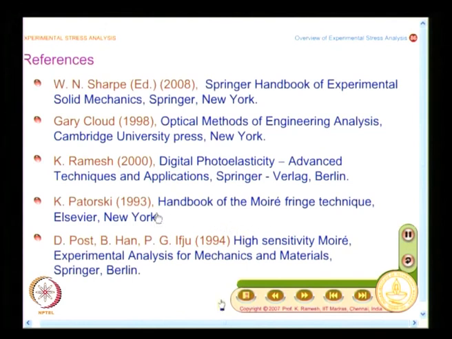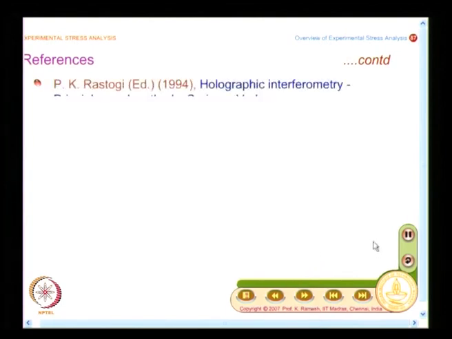So, I have a handbook on Moiré published in 1993, and in 1994 high sensitivity Moiré, and here the focus is more on applying this Moiré technique to thermal stress gradient problems. You have electronic packaging, where they have applied it. Some of these also come in this handbook, but there is also a separate chapter written in the book on experimental analysis for mechanics and materials. Nevertheless, in this course we have had a look at basic physics, and that is the best that you could do in a course like this.